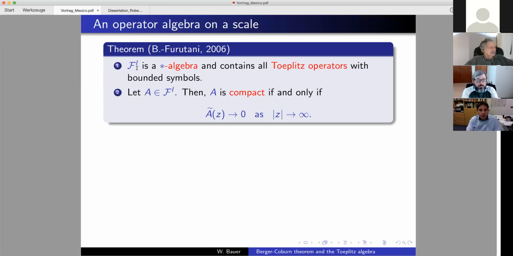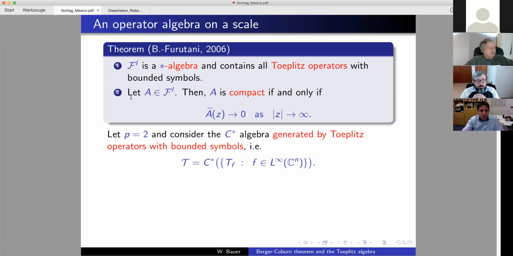And the compactness characterization of Engliš extends to that algebra. If I have an operator in that algebra of operators acting uniformly continuously on that scale of Banach spaces, then that operator is compact if and only if the Berezin transform vanishes at infinity. And that algebra is actually larger, it contains more operators than just finite sums of finite products of Toeplitz operators. So that's a first generalization.